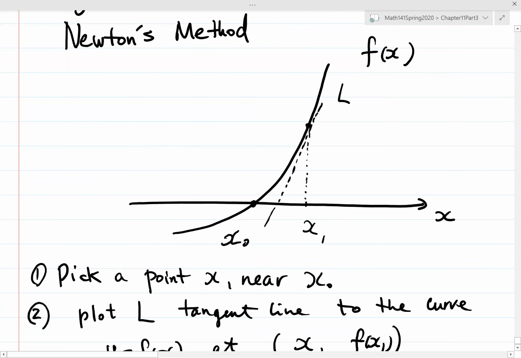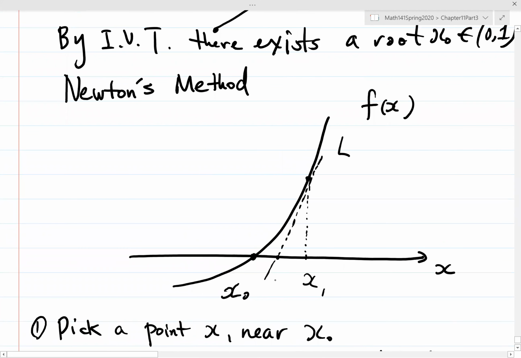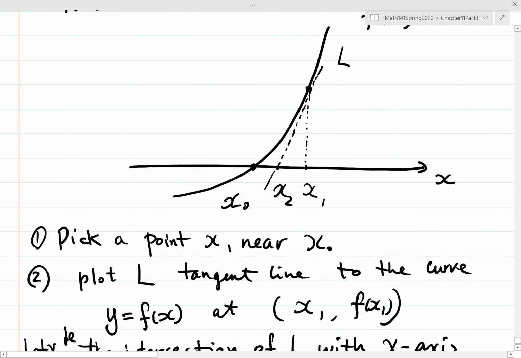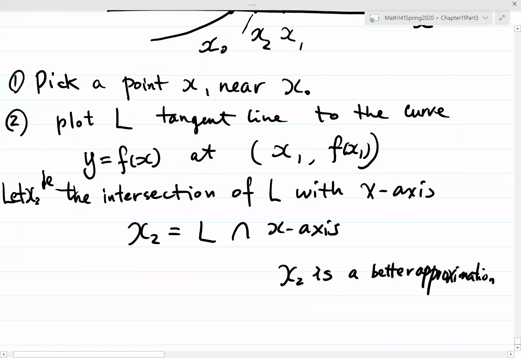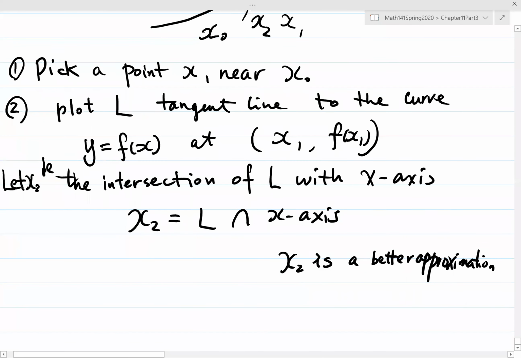Now you see from this graph, x2 lies in between. So here we have x2 is a better approximation of the root, okay? x2 is closer to x0, so it's a better number, a better approximation of the root.